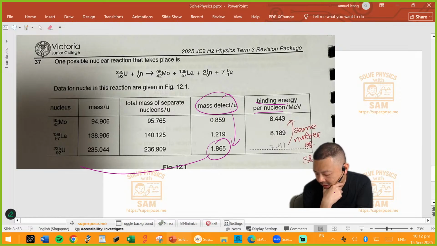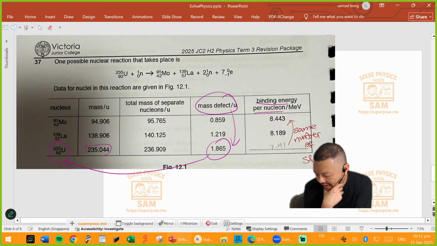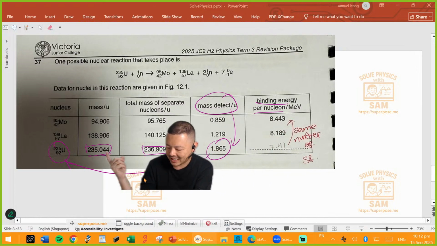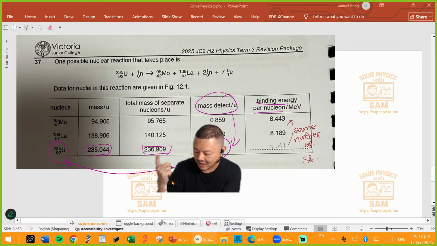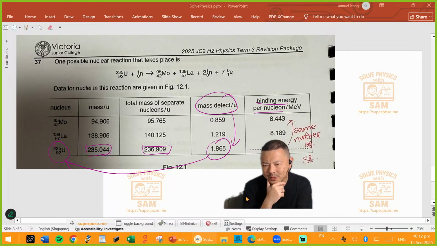So you need to recognize what the mass defect of this one here is referring to. The mass defect here is the amount of mass defect when you form uranium-235 from its constituent nucleons. It's a bit weird, but they give you the mass, then they give you the mass of the nucleons, then they help you find this 1.865, which technically is just the separate nucleons minus this one, and then you get 1.865. They're doing the math for you.